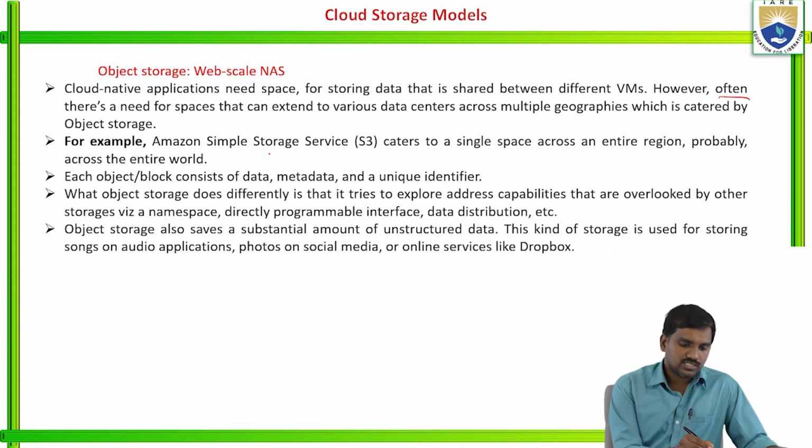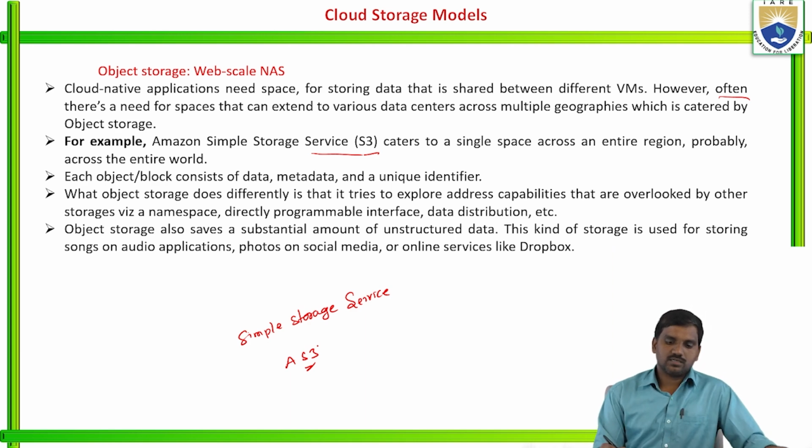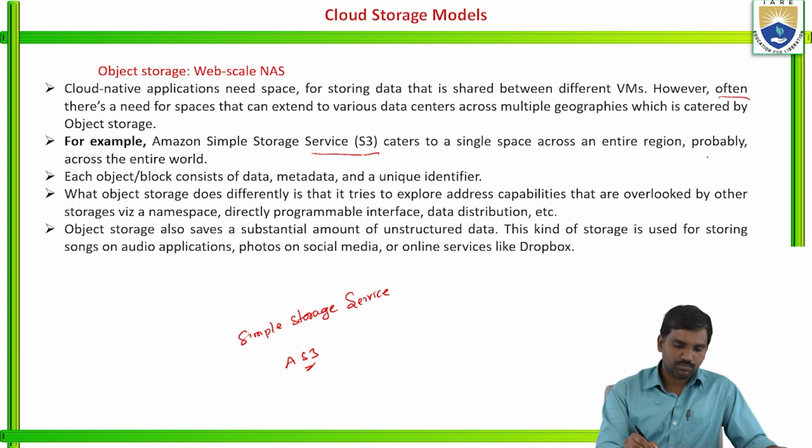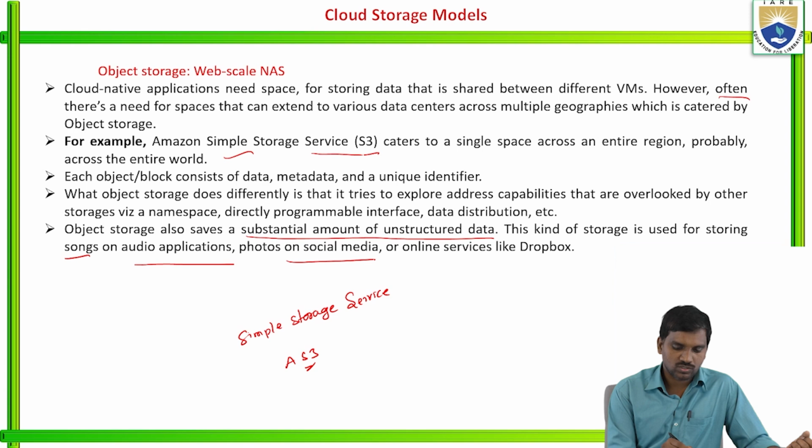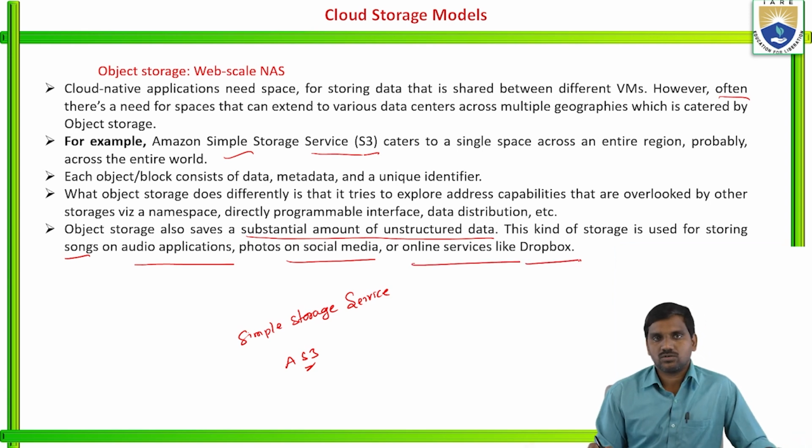For example, Amazon Simple Storage Service, that is S3. Amazon S3 caters to a single space across an entire region, probably across the entire world. So that is the best example for the object storage model. Object storage also saves a substantial amount of unstructured data. This kind of storage is used for storing songs and audio, photos on social media, and online services like Dropbox. So these are just a few points regarding object storage.